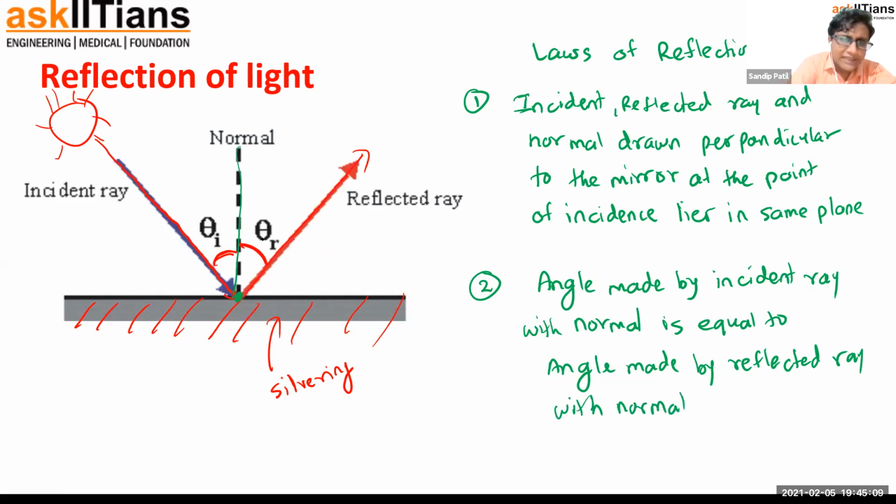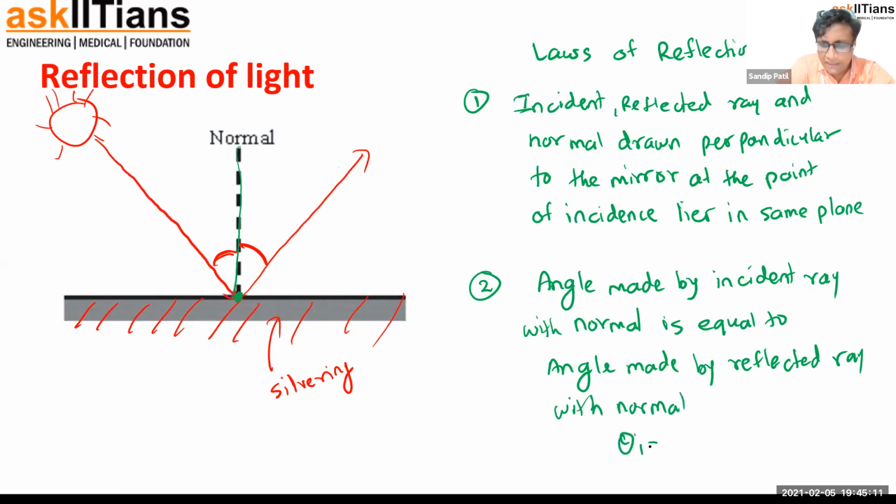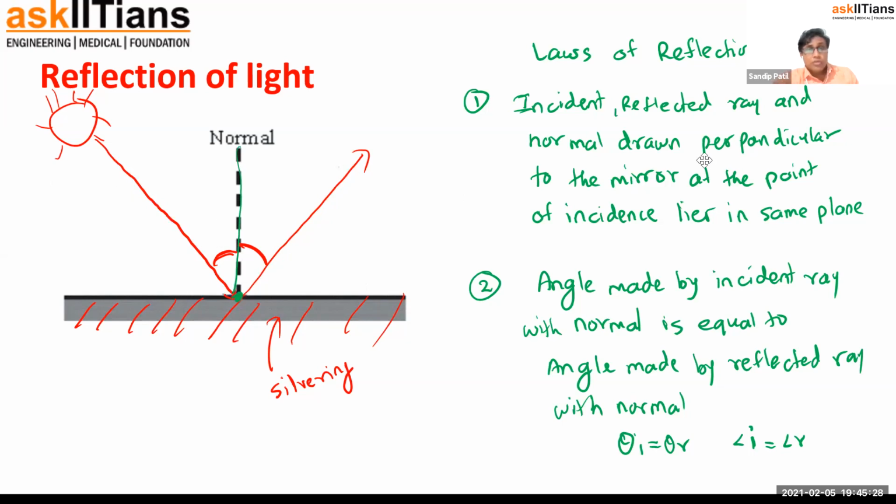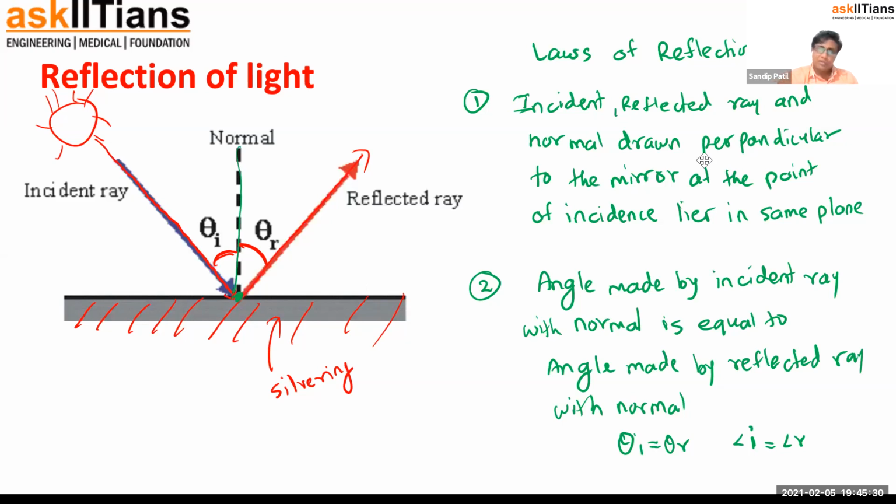So theta. Can I say theta is equal to theta? Or sometimes it is also said i is equal to r. These are the laws of reflection, which are obviously going to be important for our images purpose. Once you know this law, you can find out the image of any object using this mirror. So where the image will appear, we are going to see that anyway.